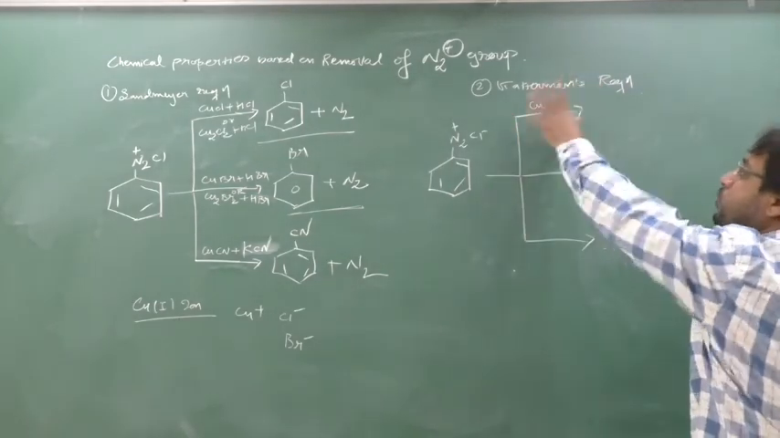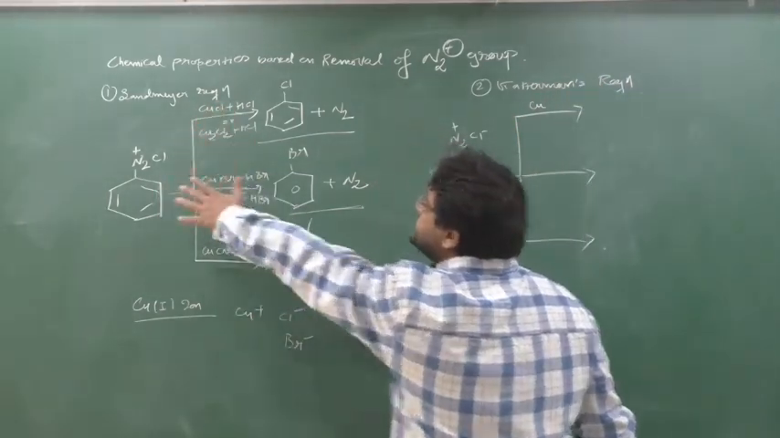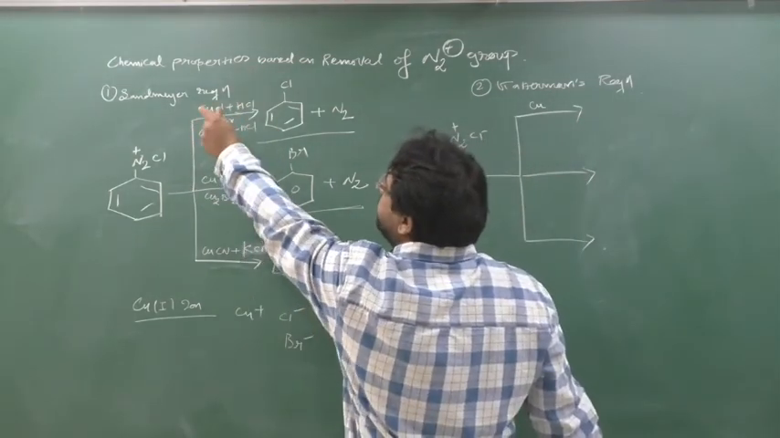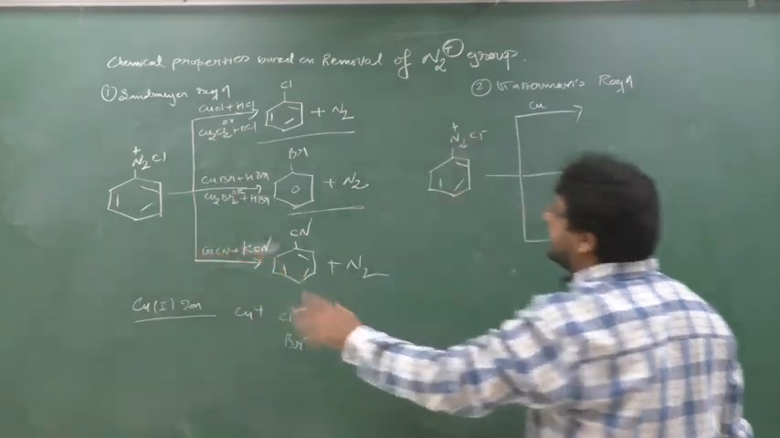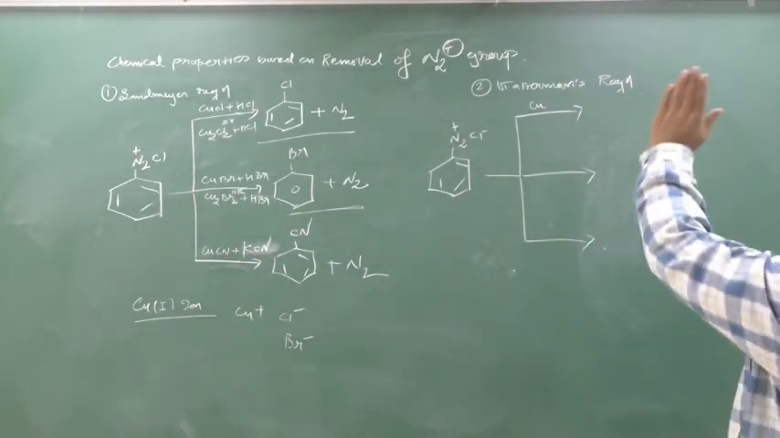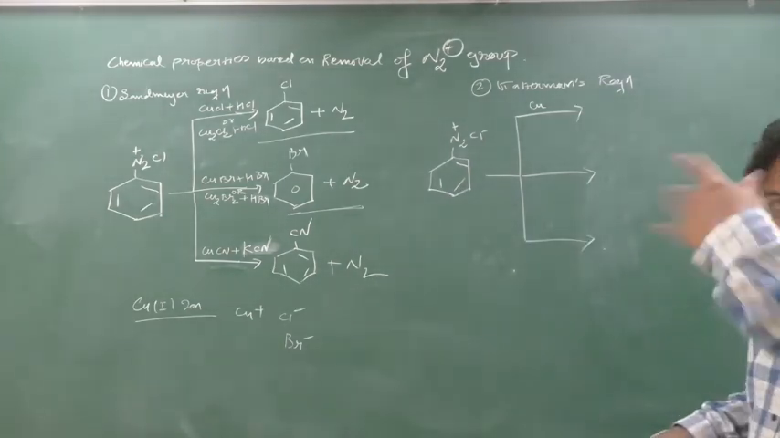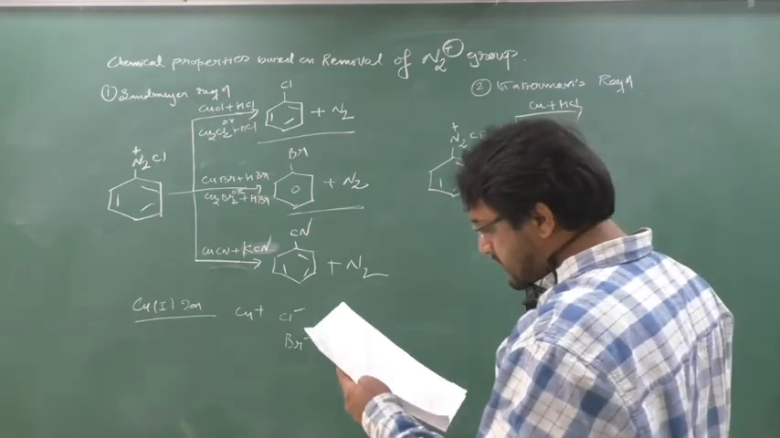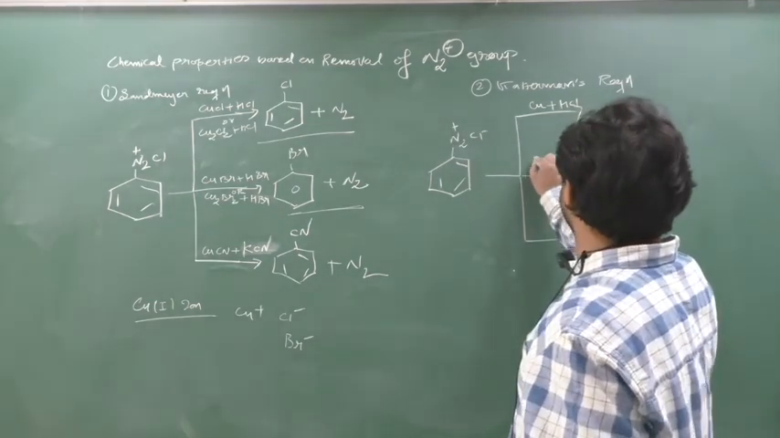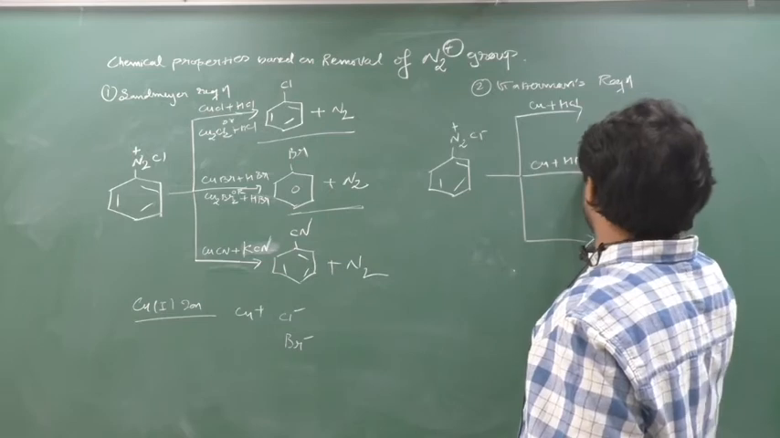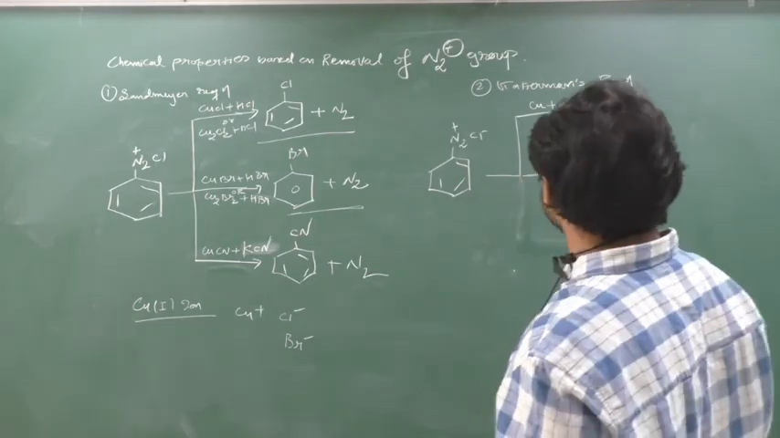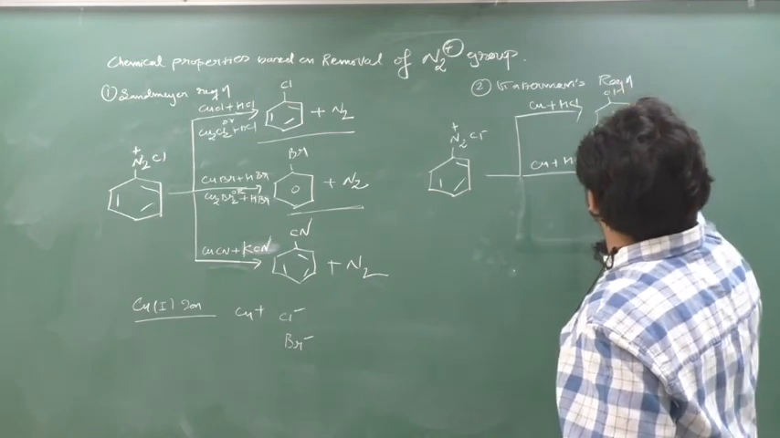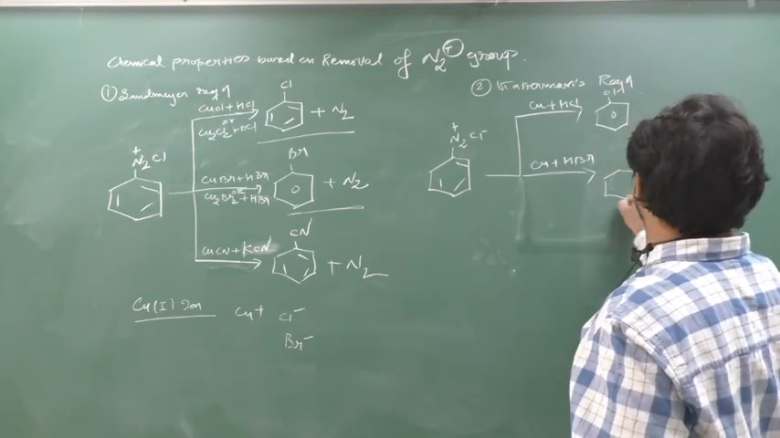Gattermann reaction: copper powder. The difference between the Sandmeyer reaction and the Gattermann reaction is that in the Sandmeyer reaction the reagents are copper 1 chloride, copper 1 bromide or copper 1 cyanide, whereas the reagent is only copper powder in the Gattermann reaction. That is the basic difference. Other things are the same. Plus HCl here, then plus HBr here. And you cannot prepare cyanobenzene by this method. Clear? You can obtain chlorobenzene and bromobenzene.